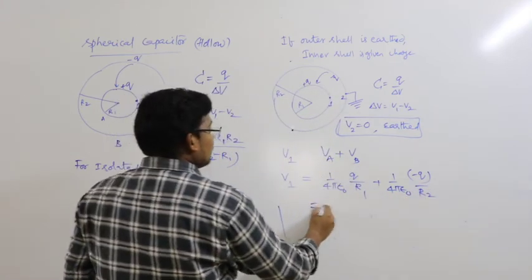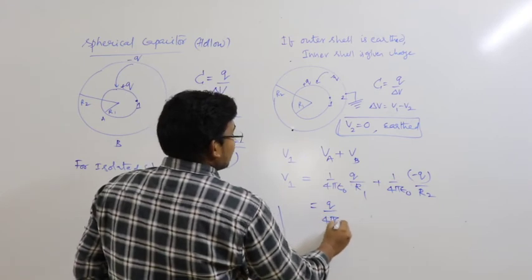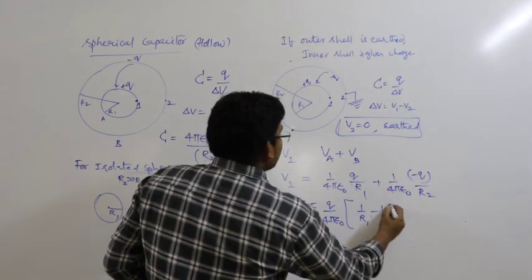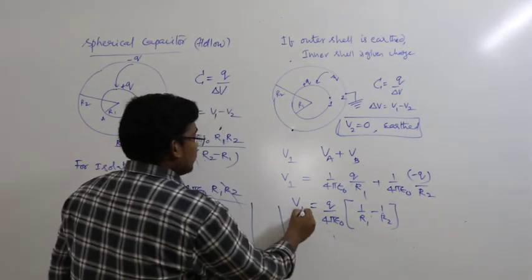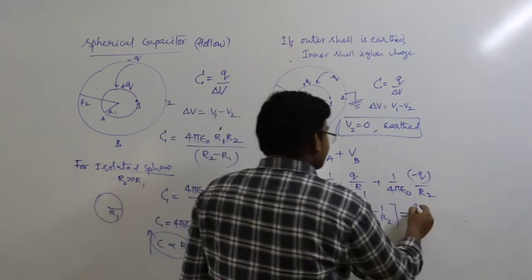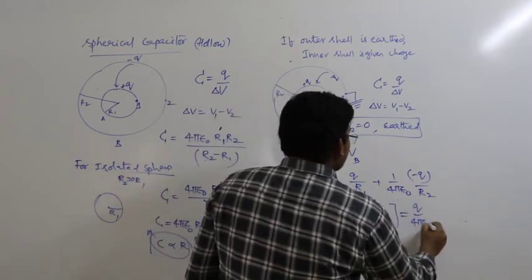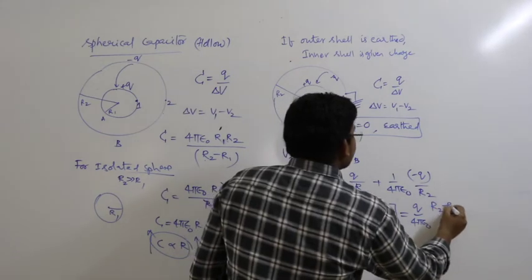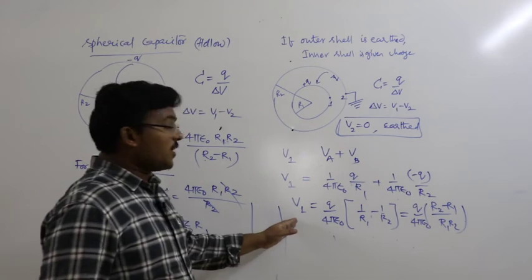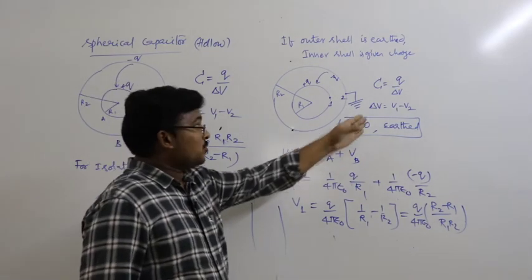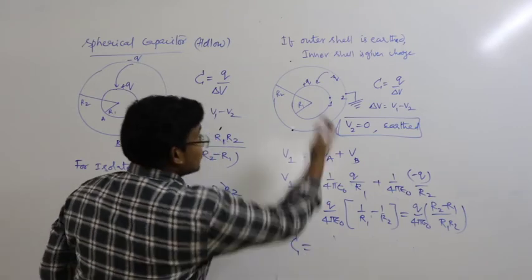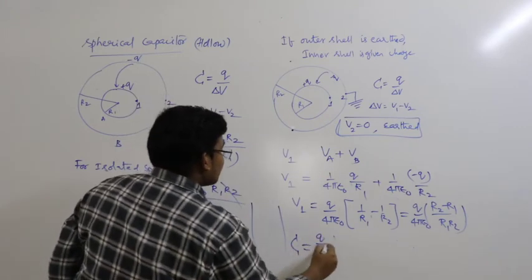So here q by 4 pi epsilon naught is taken out common. It is 1 by R1 minus 1 by R2. This is the V1 you got, which can be adjusted like this: q by 4 pi epsilon naught times R2 minus R1 by R1 R2. Since V2 is 0, delta V will be V1 only. And what is the capacitance of this spherical capacitor now? C is equal to charge upon delta V.